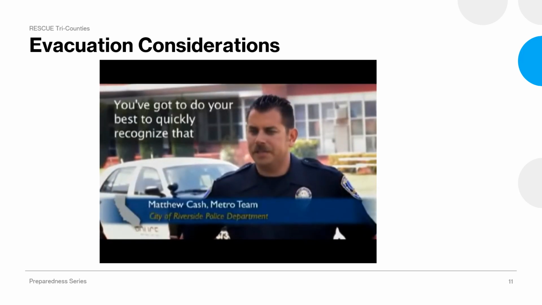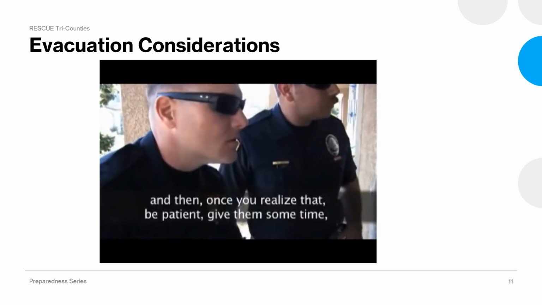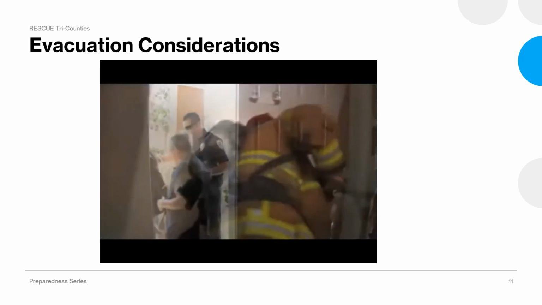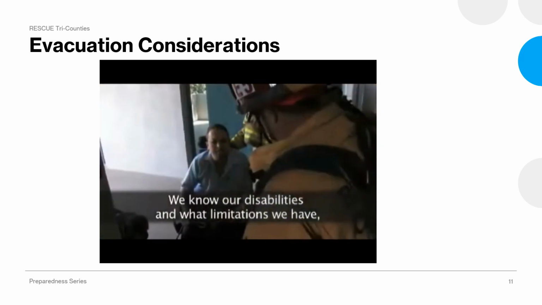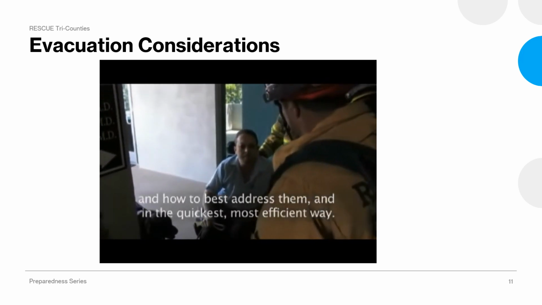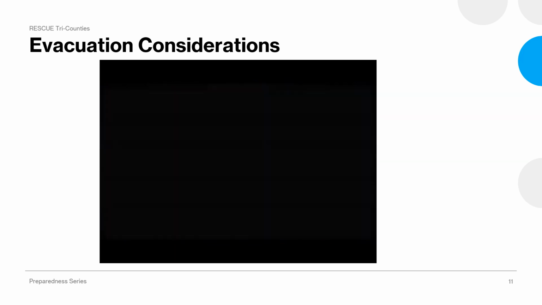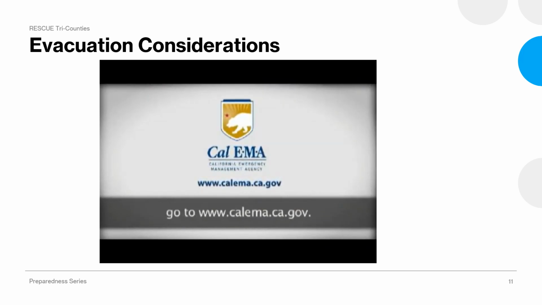Well, you got to try to do your best to quickly recognize that there's a disability here, having a hard time communicating with them. And then once you realize that, be patient, give them some time. That way you can effectively communicate and get the message along and move along quickly to the next. First responders should ask. We know our disabilities and what limitations we have and how to best address them, and in the quickest, most efficient way. Talk to your local independent center and include them in your training and your drills, and practice for these needs before you're actually in the emergency. To learn more about working with people with access and functional needs, personal preparedness, or evacuation planning, go to www.calema.ca.gov.